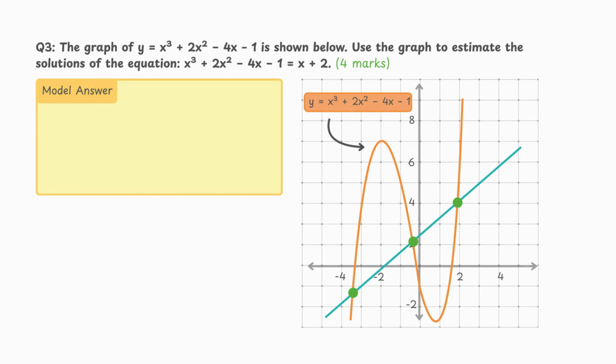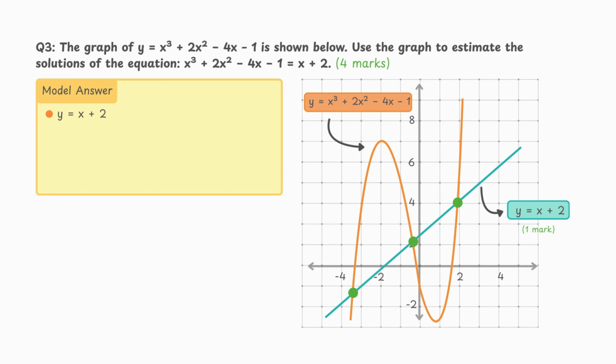Question 3. The graph of y equals x cubed plus 2x squared minus 4x minus 1 is shown below. Use the graph to estimate the solutions of the equation x cubed plus 2x squared minus 4x minus 1 equals x plus 2. Now take your time and read the question carefully. We are given a cubic graph, and we are also given a straight line, which is y equals x plus 2. We are asked to find the solutions to the equation x cubed plus 2x squared minus 4x minus 1 equals x plus 2. Now think about what this means.